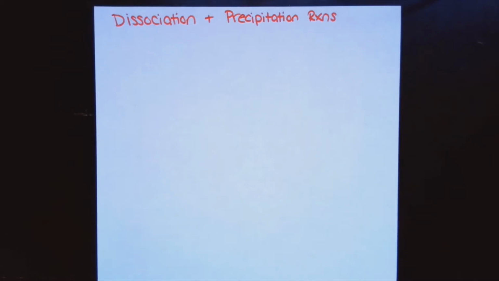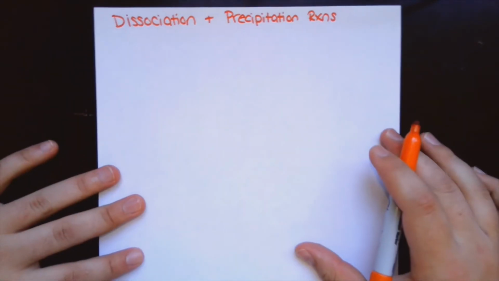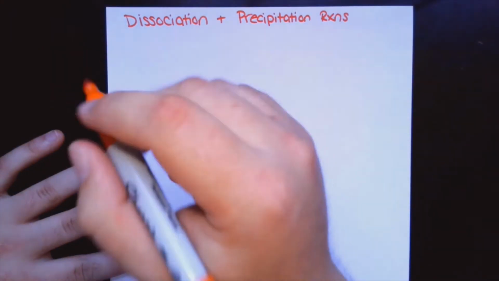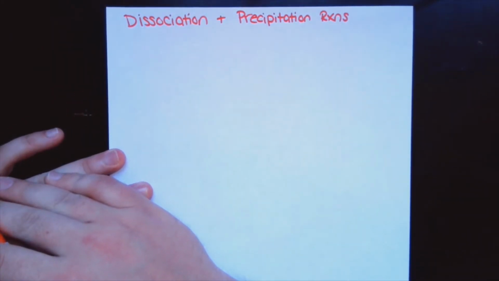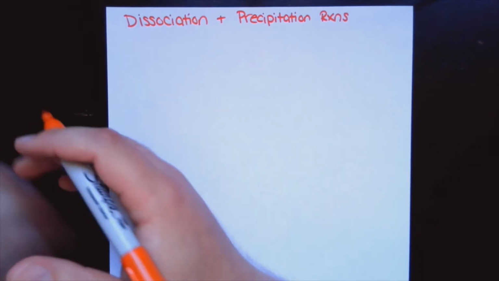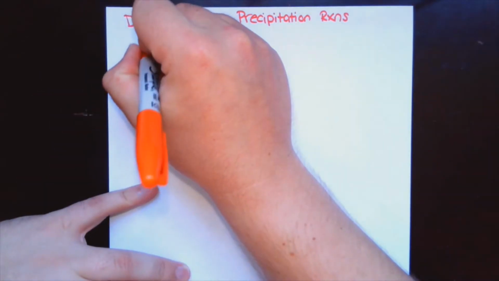Right? So dissociation reactions, just as it sounds, are basically when you dissolve some kind of ionic compound in water and it breaks up into its ions. So let's write out a few here.